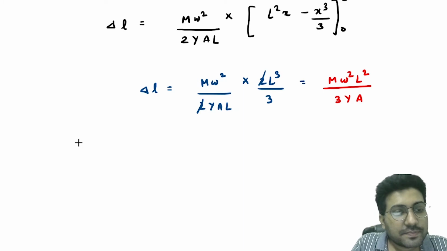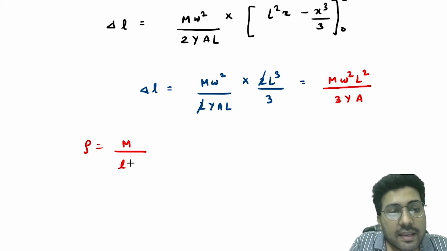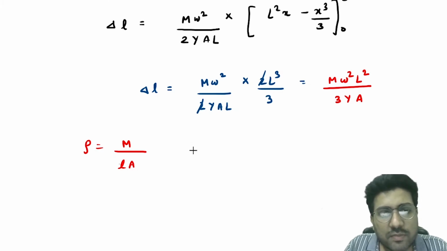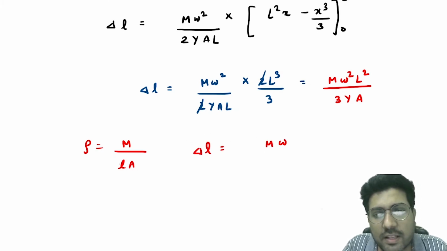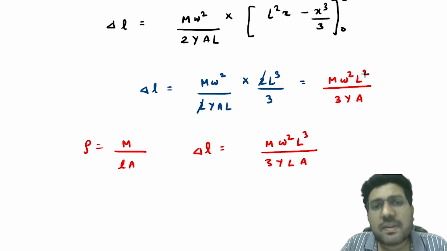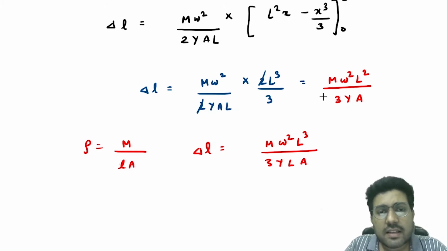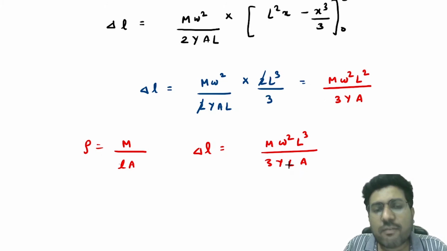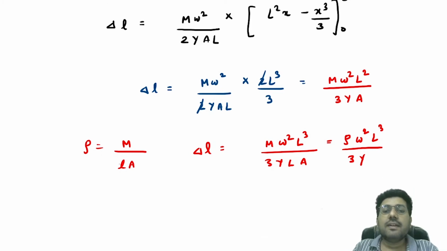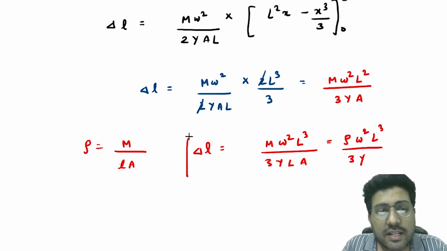So you will write density is mass upon LA. LA is the volume, because length multiplied by area of cross section is the volume. So from this you will get delta L is equal to m omega square L cube divided by 3YLA. What I have done is multiplied the numerator and denominator with L again. Then AL becomes the volume and m by volume becomes the density. So this is equal to density multiplied by omega square multiplied by L cube divided by 3Y. So this is the elongation in terms of density.